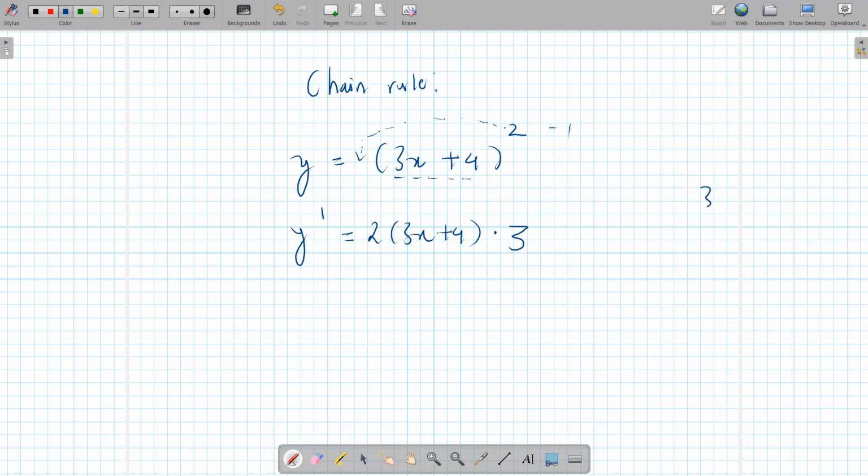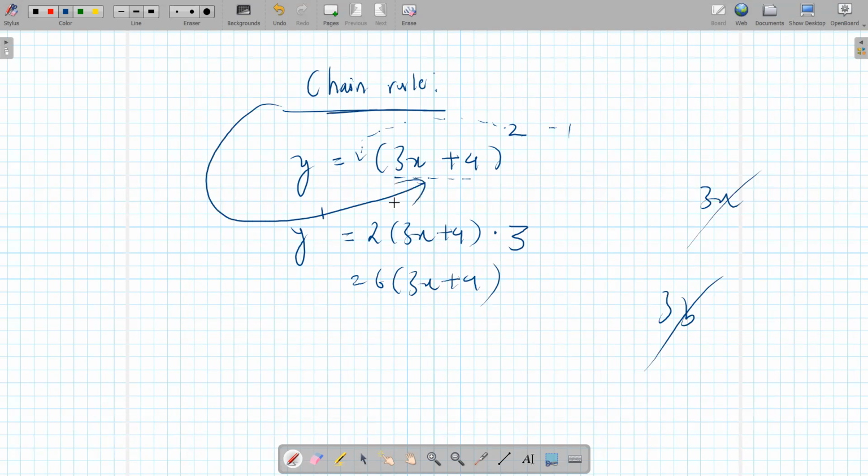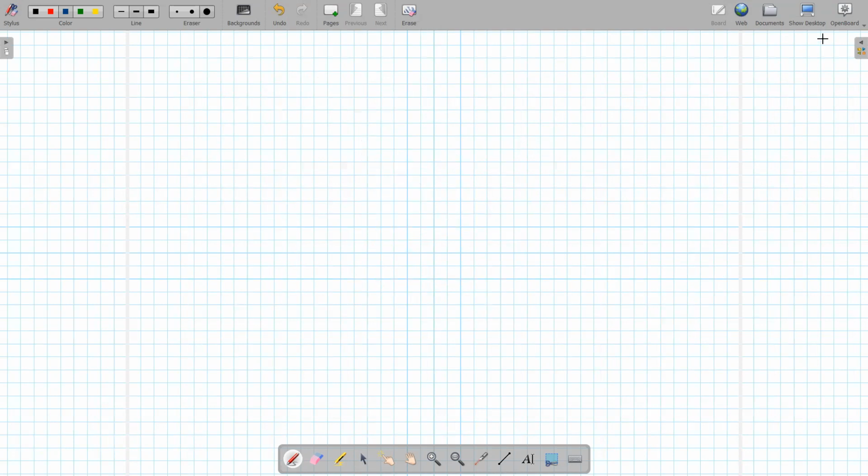The derivative of 3x, anything times x, you just drop the letter. Like 3b would just drop the letter, it'll be 3. And that's it. So this gives you 6 times 3x plus 4, and you're done. So this is the chain rule. It applies to composite functions when you have one thing inside of another.